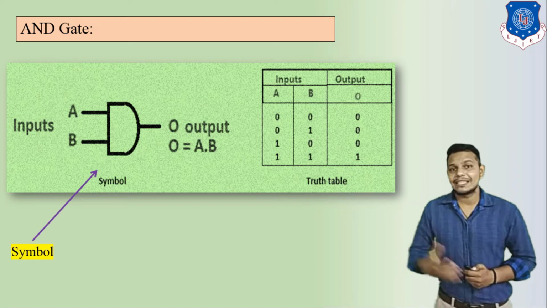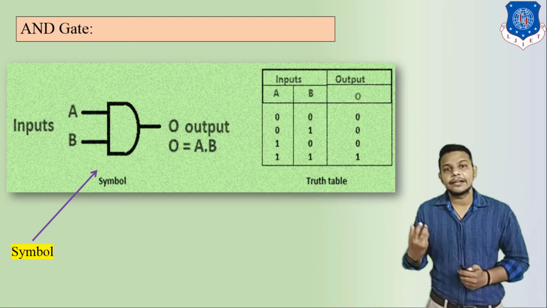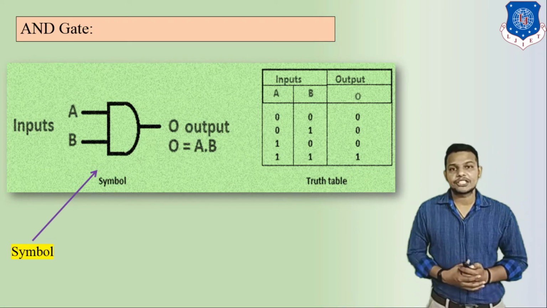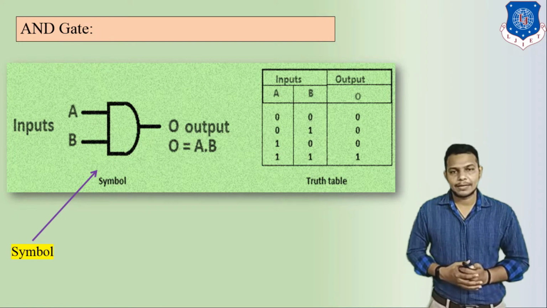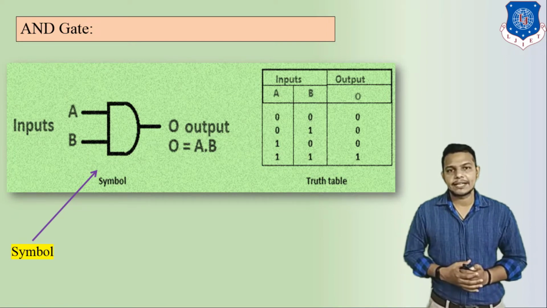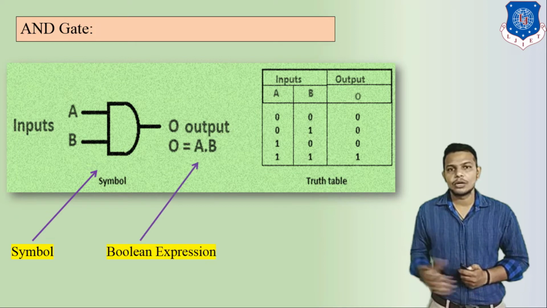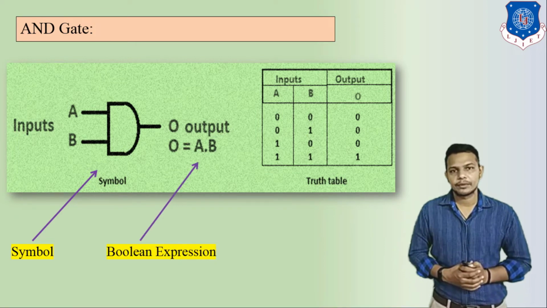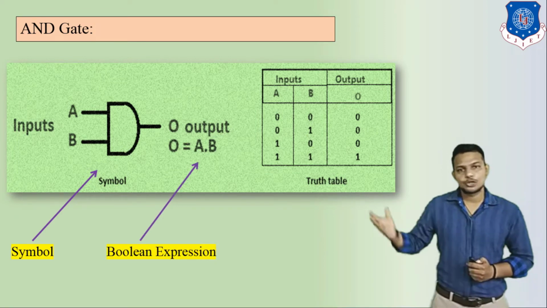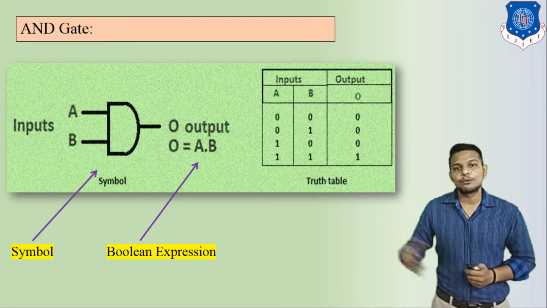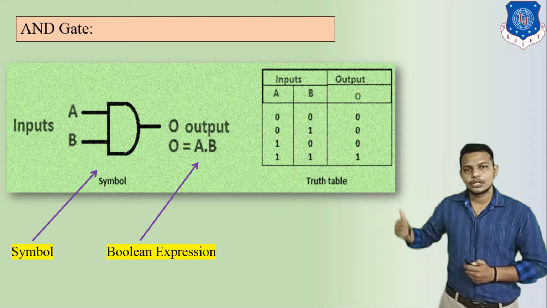Now what is the Boolean expression? AND gate represents the multiplication of two inputs. That means its Boolean expression is like output is equal to A into B. So we can make a truth table to its inputs value. So here we can see this is the truth table.